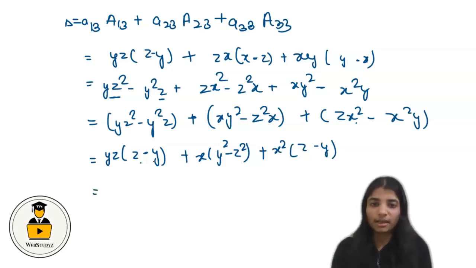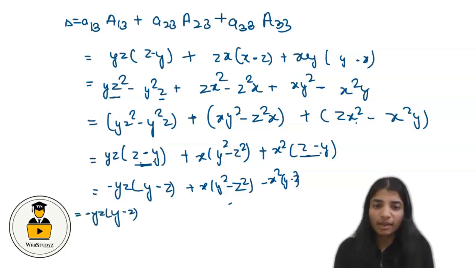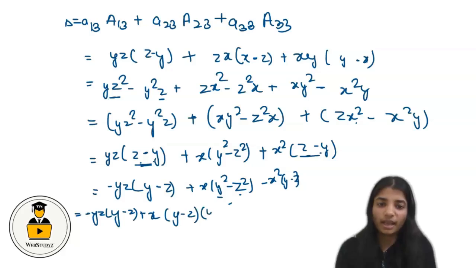So we can write z minus y by taking minus common. This becomes minus of yz multiplied by y minus z, plus x of y square minus z square, plus, again taking minus common, minus of x square multiplied by y minus z. Now we can further write this as minus yz multiplied by y minus z plus x. This uses the formula a square minus b square is a minus b multiplied by a plus b. So y square minus z square can be written as y minus z multiplied by y plus z, minus x square into y minus z.